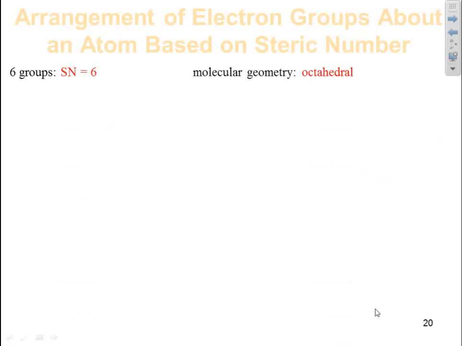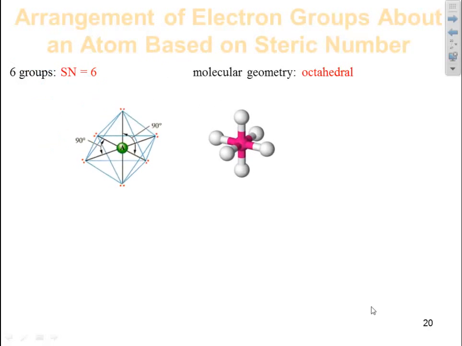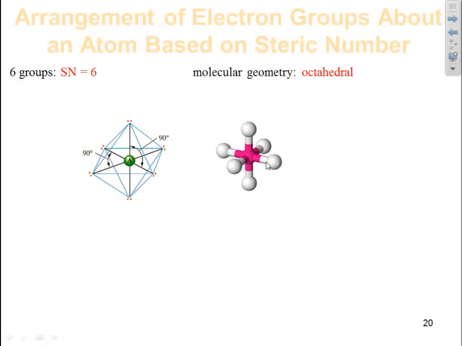We move on to steric number equals 6. This is called an octahedral. Basically, you have a square planar center. You see I got this crisscross, and then one up and one down. That's an octahedral. Angles, you have 90 degrees, and then you have 180s.